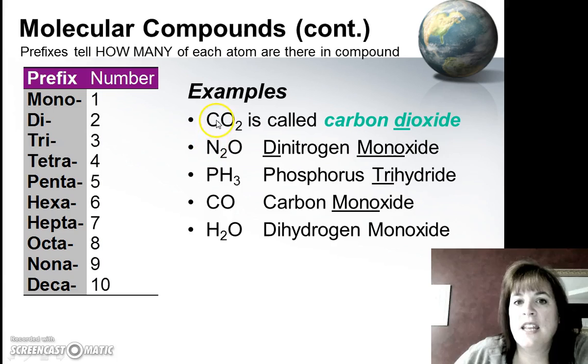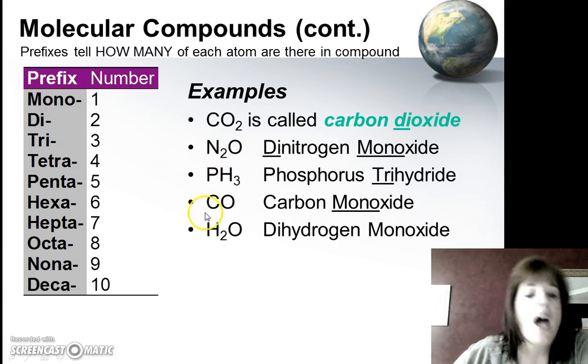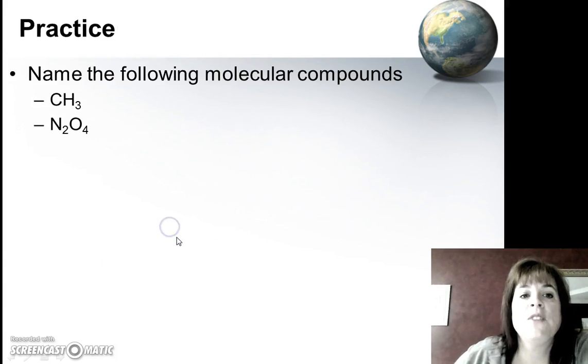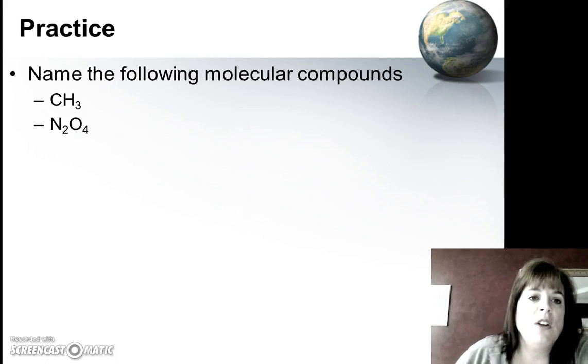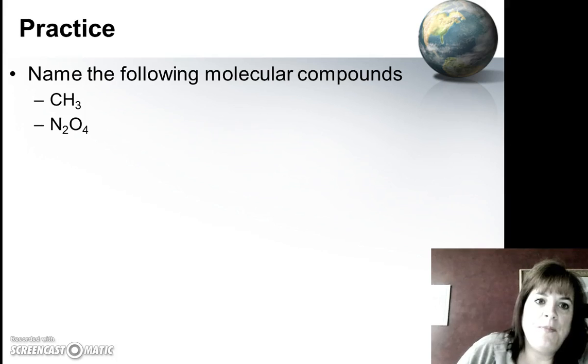So notice that the first one, if it's all by itself, if there's just a single of the first element, we don't use a prefix, we just name the element. But the second one always has a prefix, even if there's just one. So make sure you know the prefixes. All right, let's do some practice. See if you can name the following molecular compounds. Pause the video, write it in your notes, and see if you get it right.